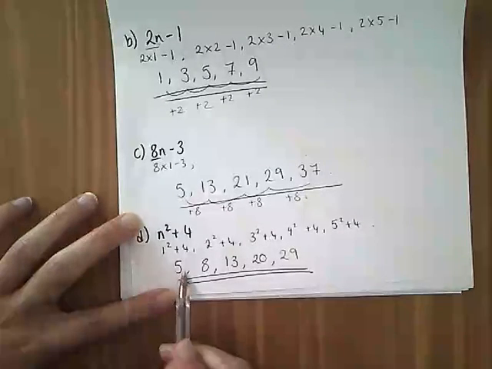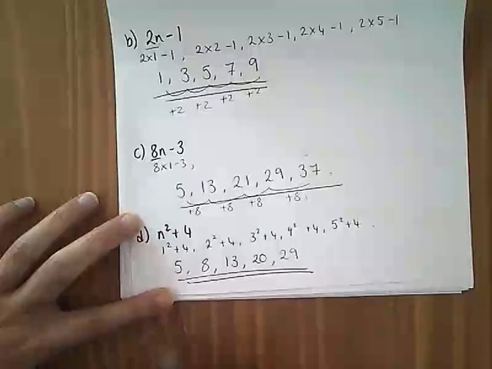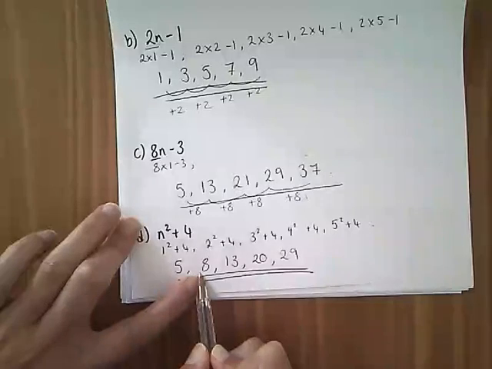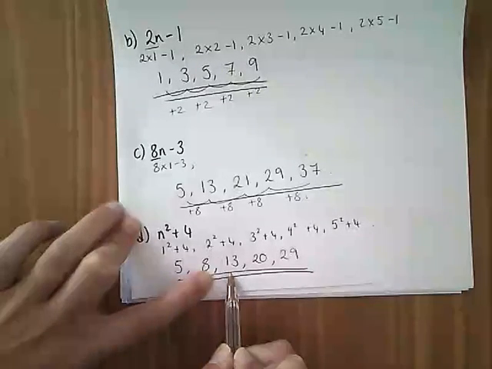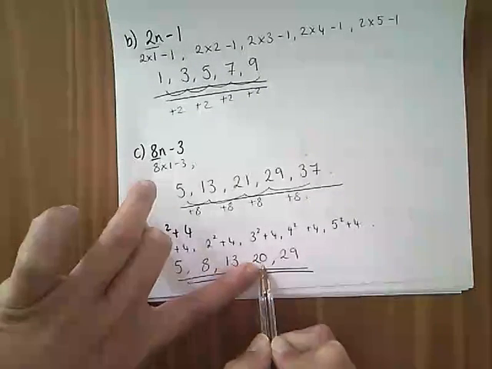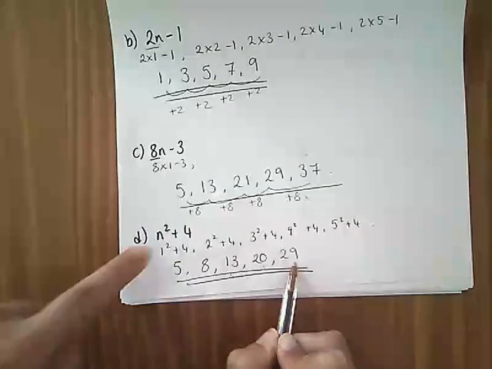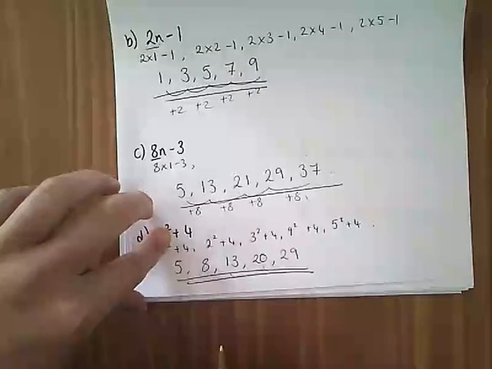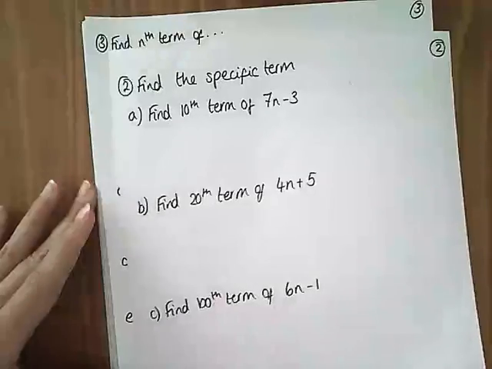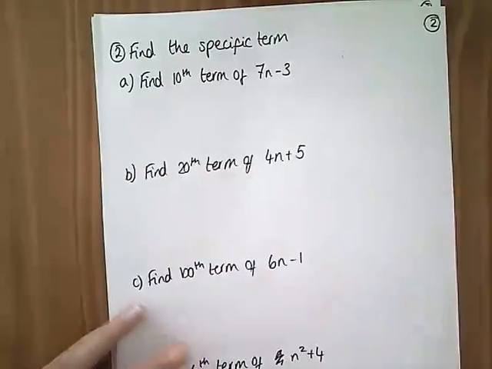That does not go up by the same amount each time. This one goes up by 3, and then it goes up by 5, and then it goes up by 7, and then it goes up by 9, okay? So just be careful, if it's got an n squared, it's not going to go up by the same amount each time.